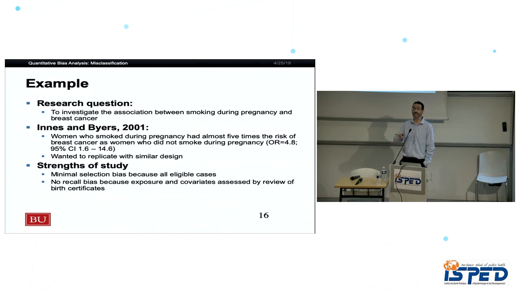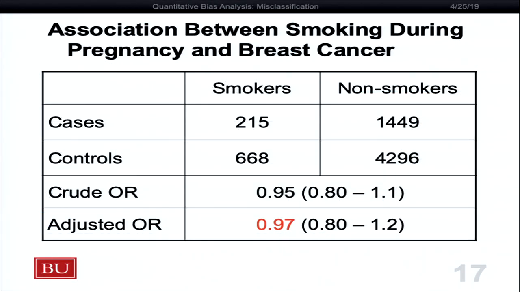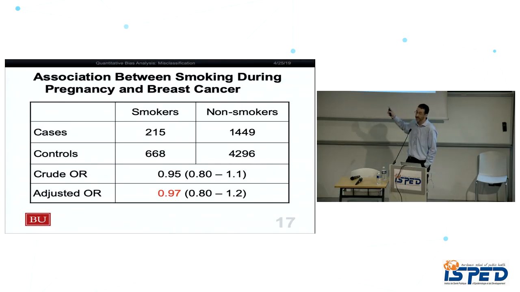And so she did. She did a case control study. And here's what she found. Nothing. She found no relationship, despite a very similar study design, in a somewhat similar population. Adjusted odds ratio of 0.97, 95% confidence interval from 0.8 to 1.2. So really, nothing. And the question is, why?